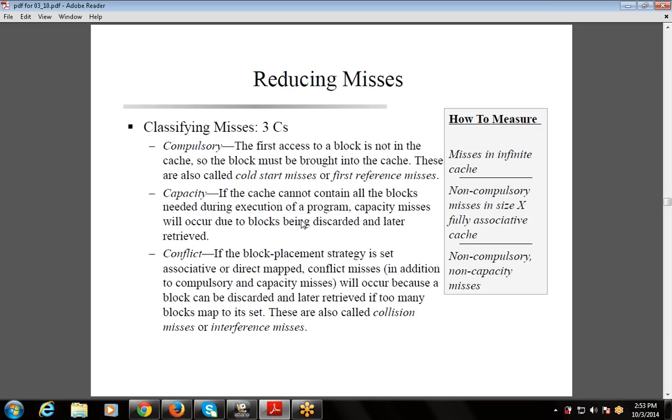First, starting with reducing the miss rate. There are three classifying misses, the 3 C's, that are used to understand and reduce the misses. The first one is compulsory, then capacity, then conflict. The compulsory miss is when the first access to a block is not in the cache, so the block must be brought into the cache. So this is the compulsory stage.